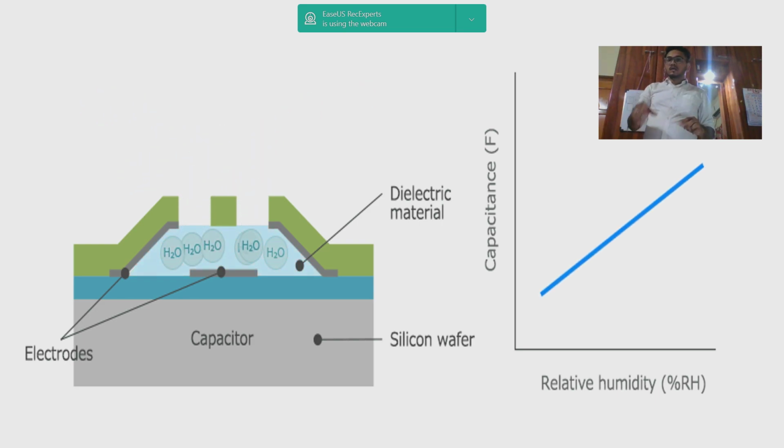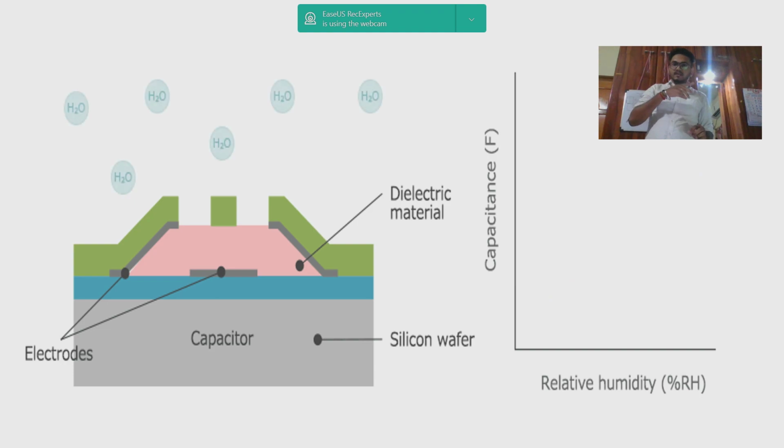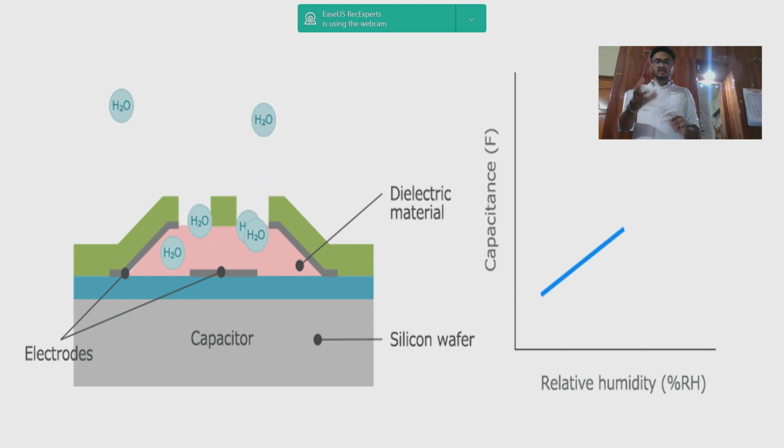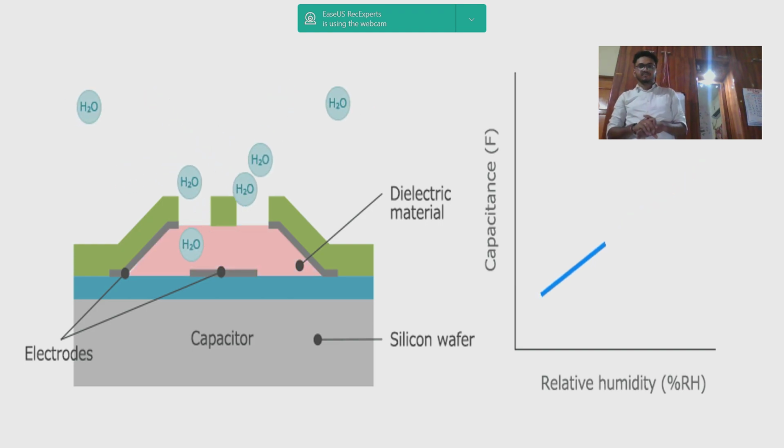Then you can see the graph. The graph represents the capacitance and the relative humidity. Once the water vapor enters the sensor, the sensor level increases. That is, there is a voltage difference, and this voltage difference is converted by signal conditioning, and the signal is transferred to a display unit to display the humidity level.